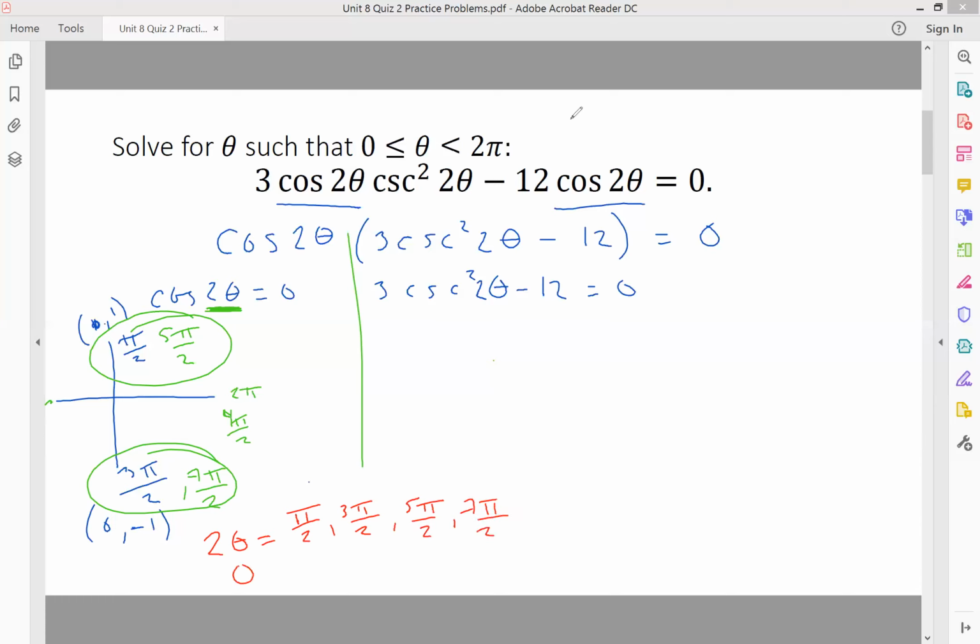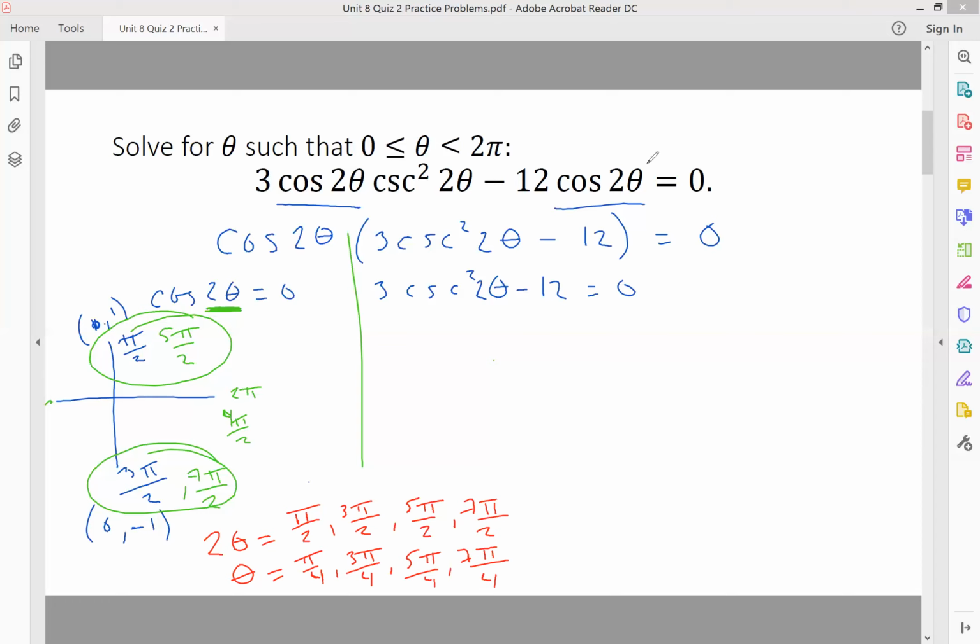And then that means for theta, we have to divide each of those by 2 to get theta. So we get pi over 4, 3 pi over 4, 5 pi over 4, and 7 pi over 4. Okay, so those are just the values for the left-hand side. So I still need to finish solving on the right-hand side.